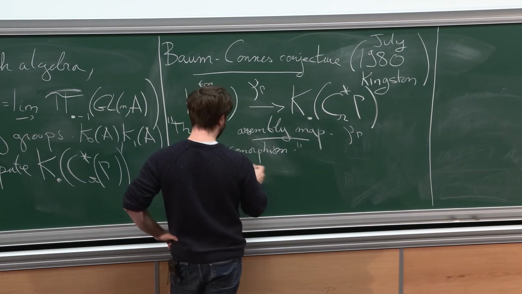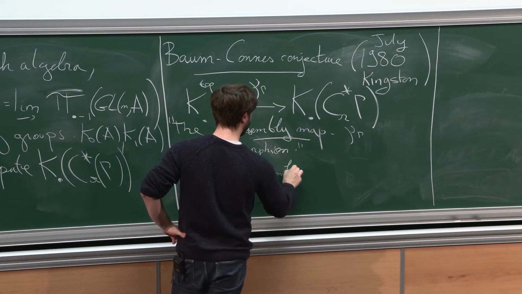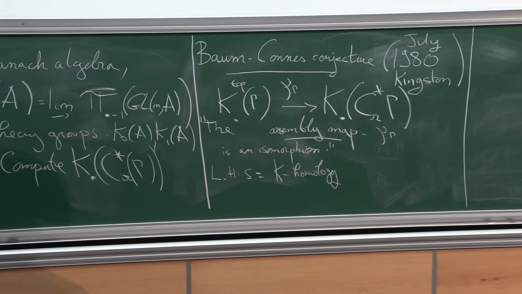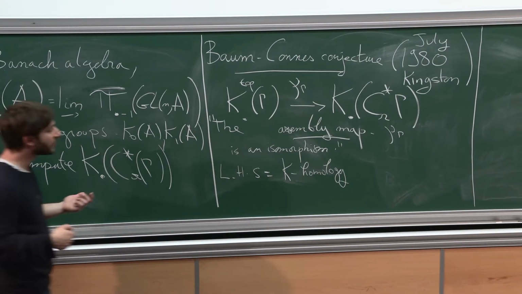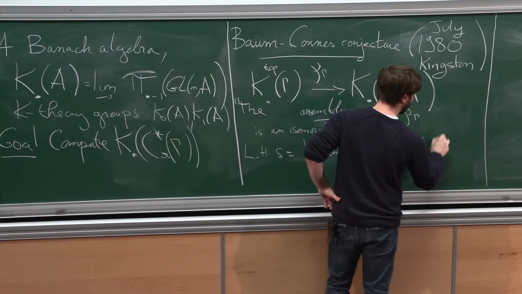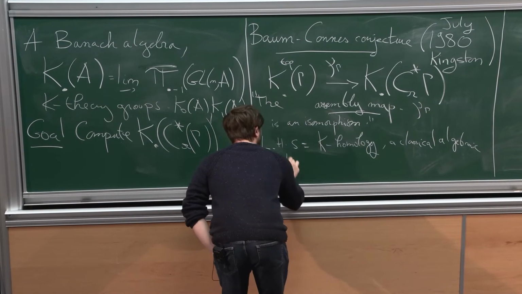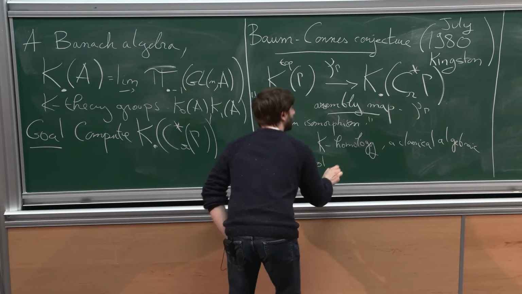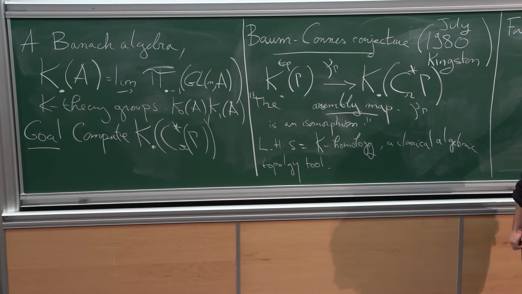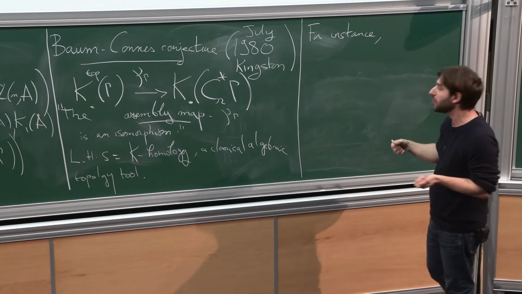is called the analytic K-homology. And this is supposed to be computable by tools of classical algebraic topology. So for instance, to illustrate what I mean, because when I was a student, I always heard people saying that, but they never said why. So I will give you one argument at least.